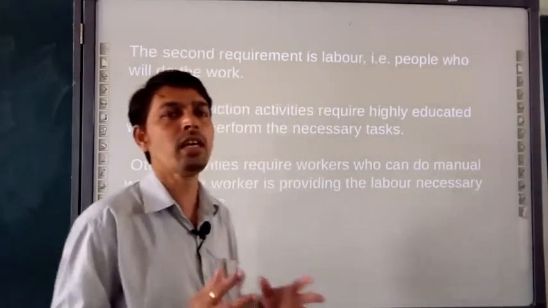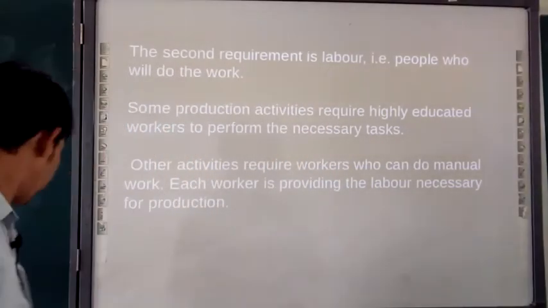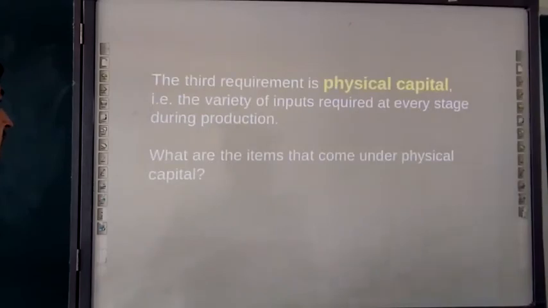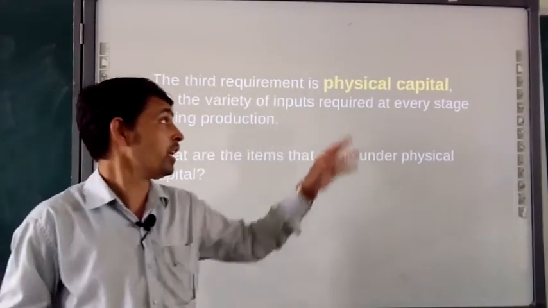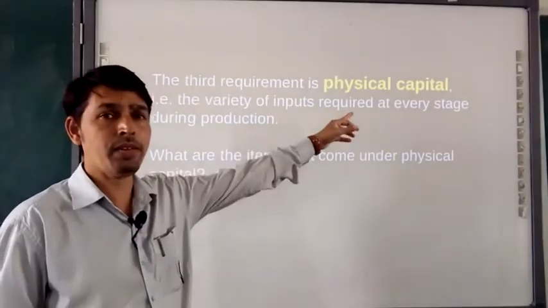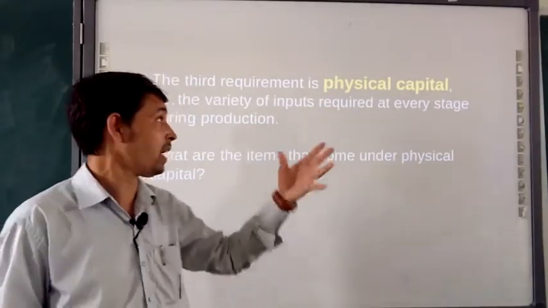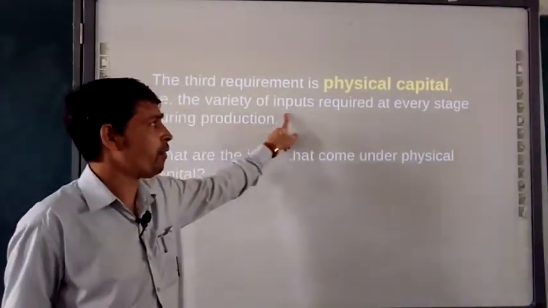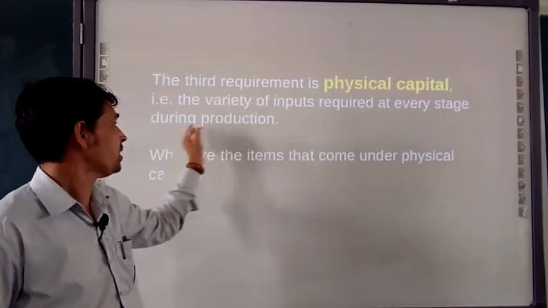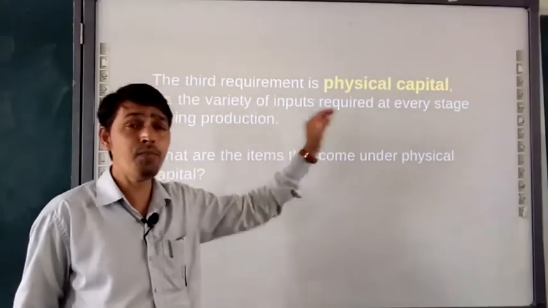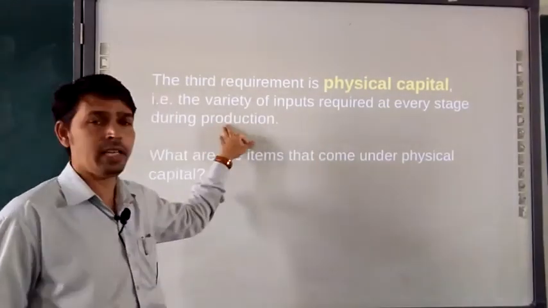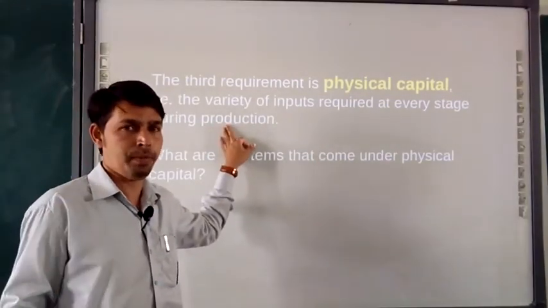So next, the third point we are going to see. The third requirement is physical capital. In that, a variety of inputs is required at every stage during the production. So at every stage we require certain inputs for the production purpose.